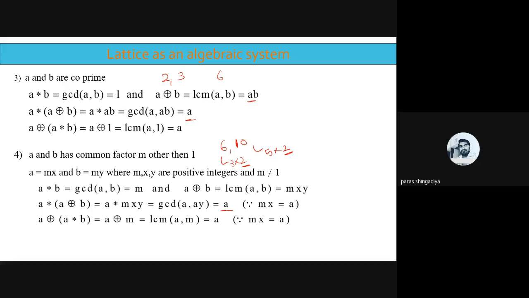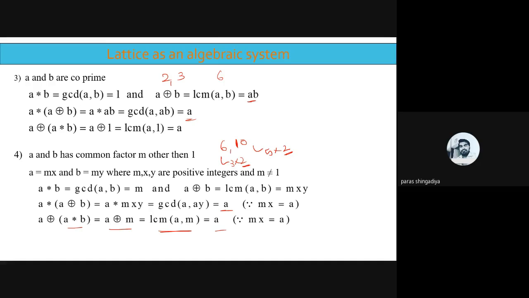And the same for A ring sum (A star B), that is equal to A ring sum M, and that is equal to LCM of A comma M, and using MX here, we get the answer is equal to MX, and MX is equal to A.